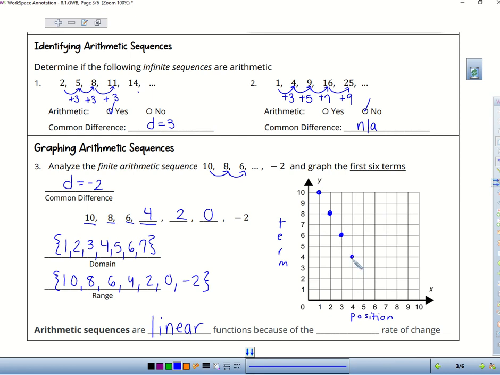Fourth term is 4, and then you start seeing the pattern, right? So it's going to be here and here. That's the first 6 terms. And as you can see, when you graph this, it has a linear appearance, right?